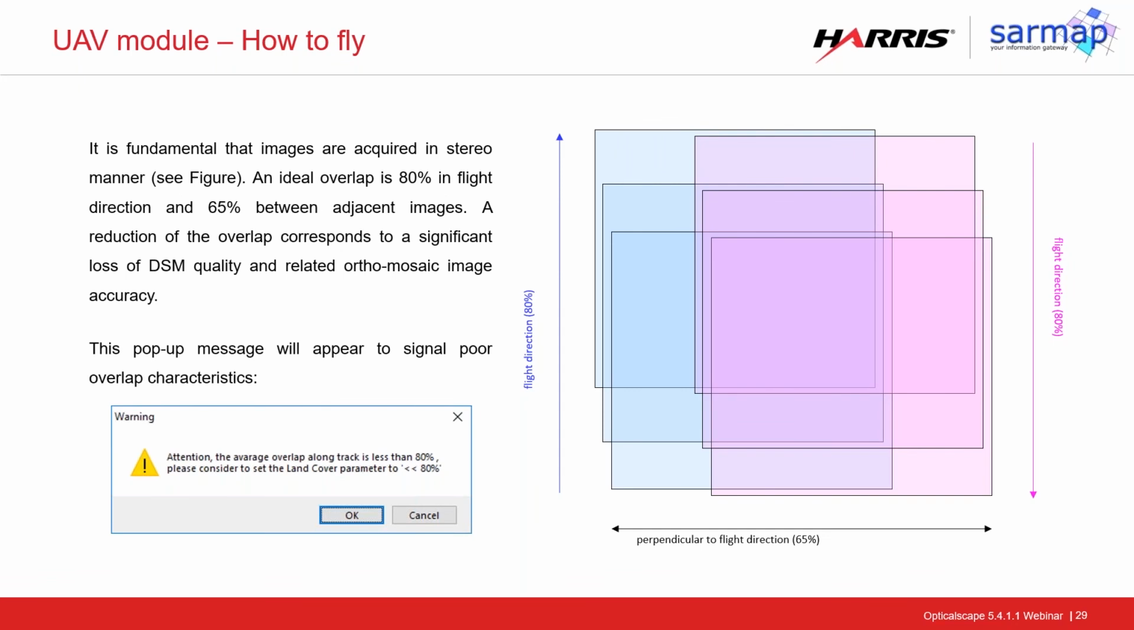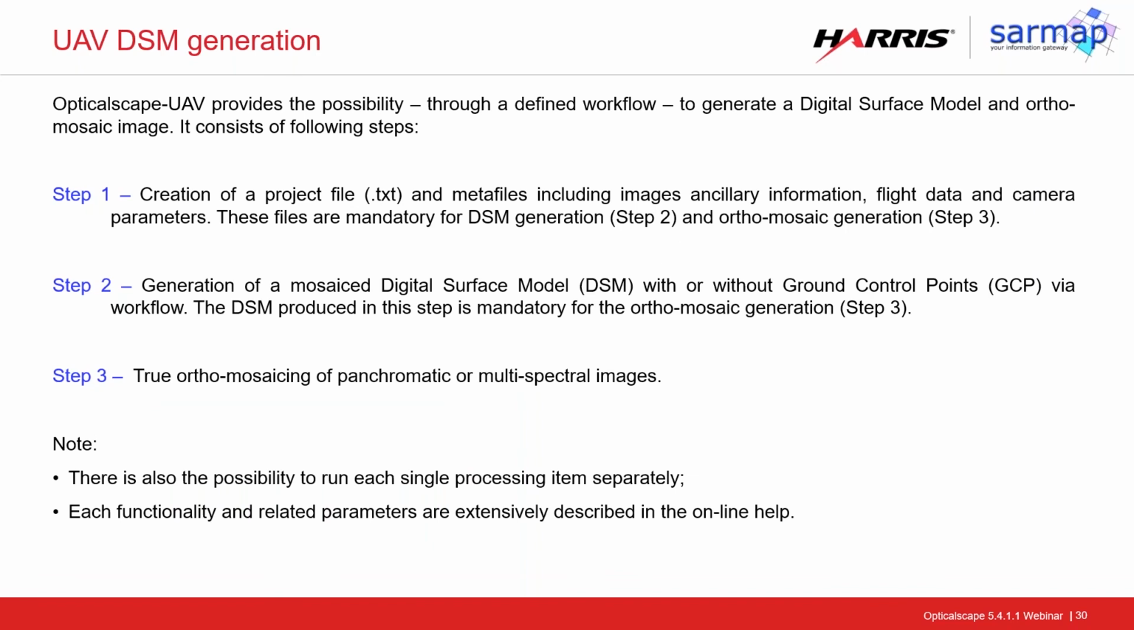Images must be acquired in a photogrammetric way. This means that the overlap along the track must be at least 80%, and across the track must be 65%. If these conditions are not satisfied, the software will open a warning pop-up. The processing chain can be divided into 3 main steps. The first step is the creation of a project file and several meta files that are needed for the further steps. The second is the generation of the digital surface model, which can be done either with or without ground control points. The third and last step is the generation of the orthomosaic.